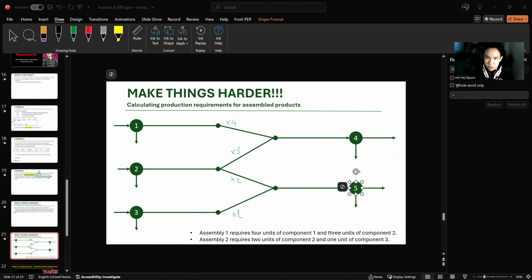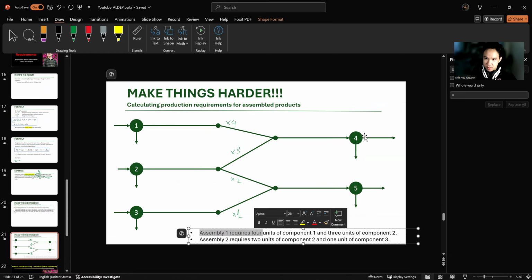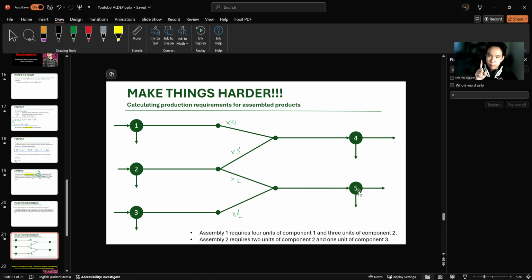And to make these two products, you need component 1, 2, and 3. And to make things even harder, to make one product number 4, you need 4 of component number 1 and 3 of component number 2. And to make one product number 5, you need 2 components of the second component, and one part of the third component.